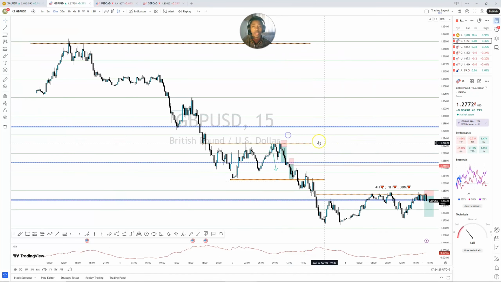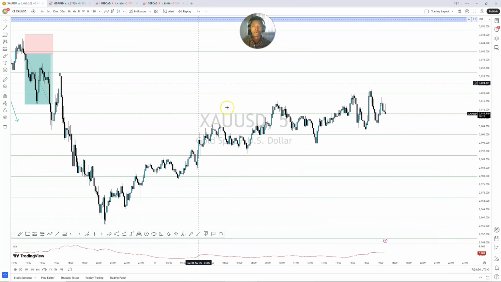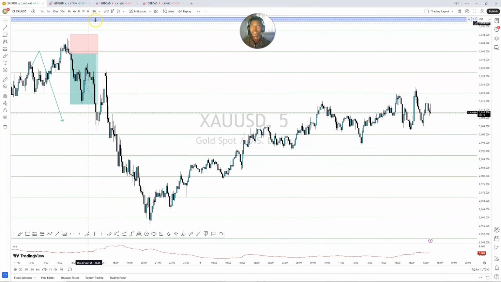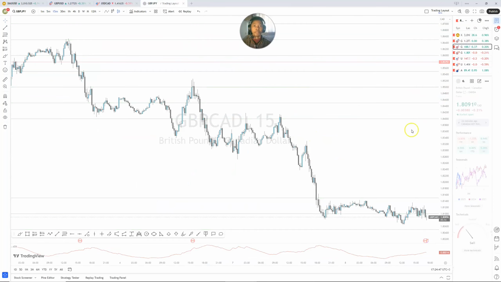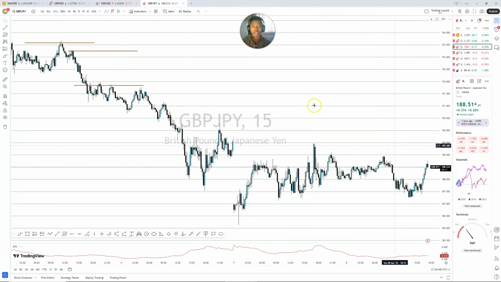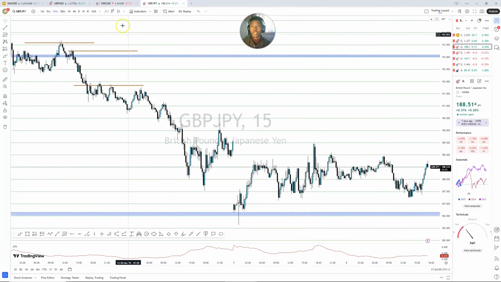I have my trade, my area of interest, my entry signal is now there. So on gold, I did not take any trade for today. Then I'm looking at my other pairs, GBP USD, GBP JPY. When I execute, I'll be telling you where we are now.